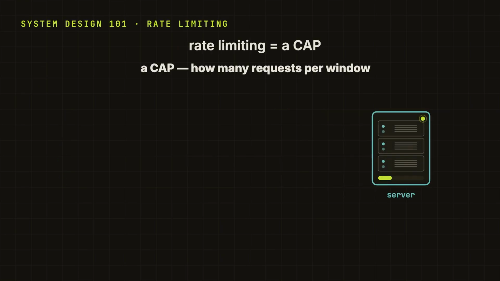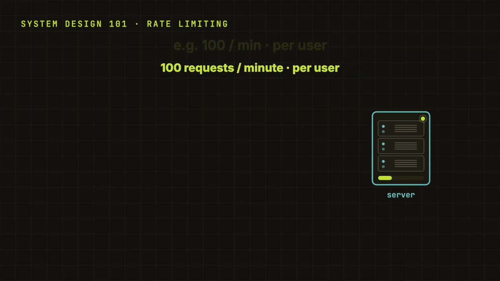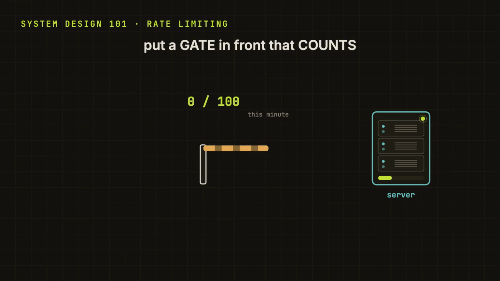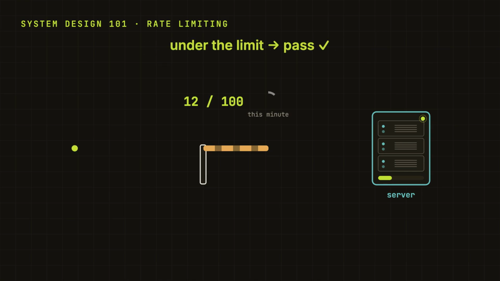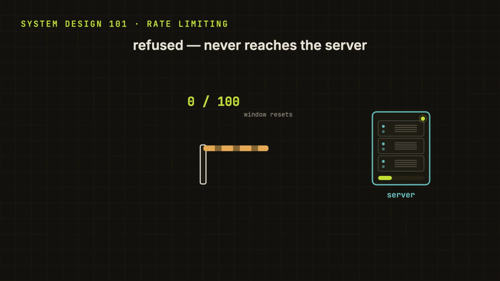So at a high level, rate limiting is just a cap. How many requests one caller is allowed to make in some window of time, like 100 requests per minute per user. And the way we enforce it is we put a little gate in front of our service that counts each caller's requests. Under the limit, go through, no problem. Over it, the gate just refuses the extra ones. It does not even bother doing the work.